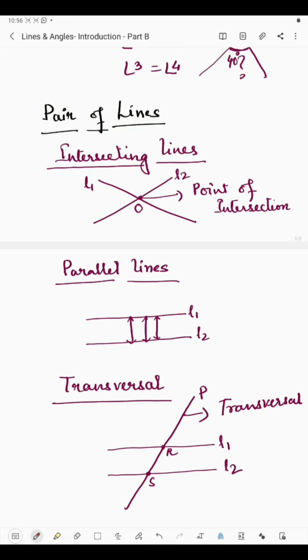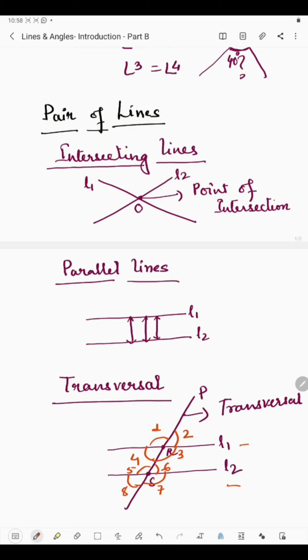Now when we have this transversal, some angles are formed. So let us discuss those angles. Here L1 and L2, these two lines are there, and P, which is a transversal line, cuts these two lines at two different points, R and S. Now here some angles are formed. Say this is angle 1, angle 2, angle 3, angle 4, angle 5, angle 6, angle 7, angle 8.